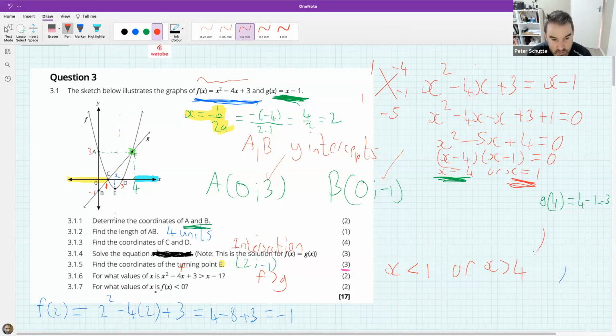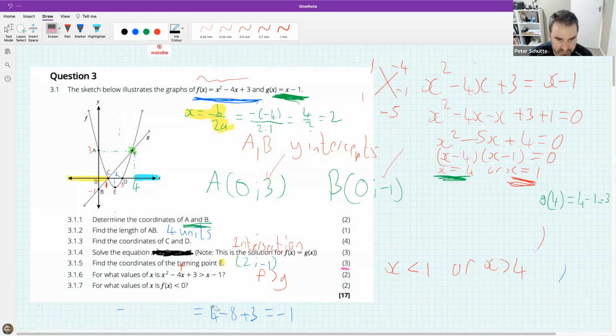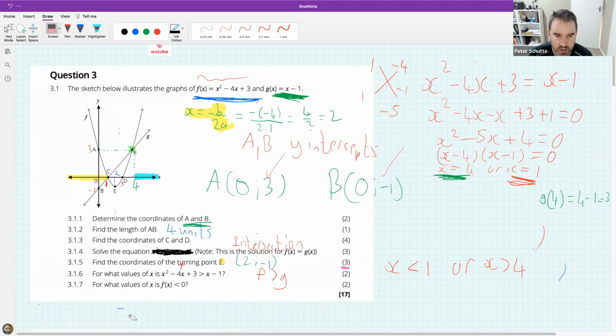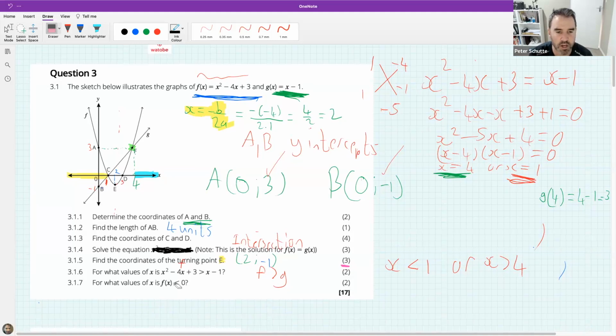For what values of x is f of x less than 0? Now, when we say f of x is less than 0, we're actually saying when are we below the x-axis? So we're talking about the function f. The function f is the parabola. And this question is saying, when is its y value less than 0?